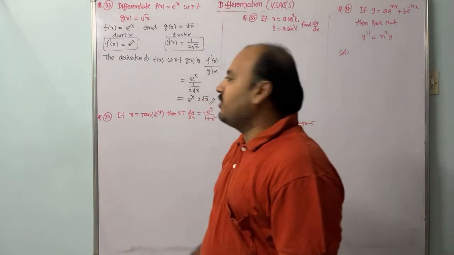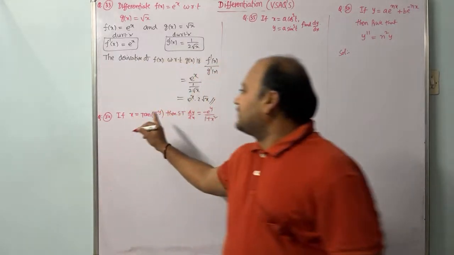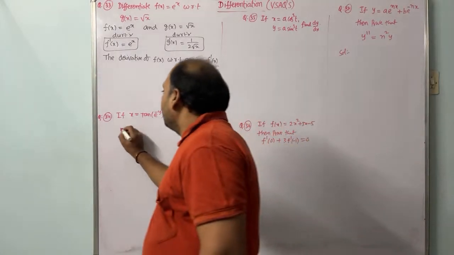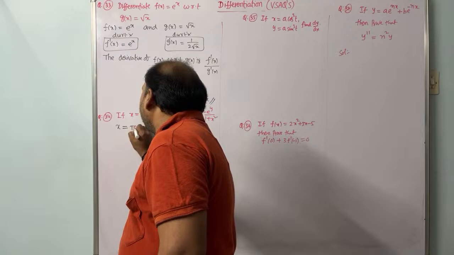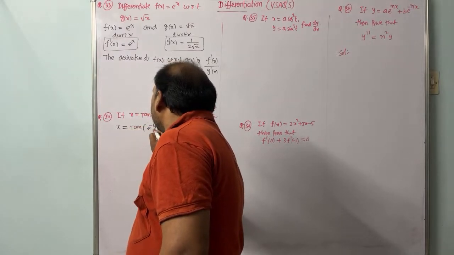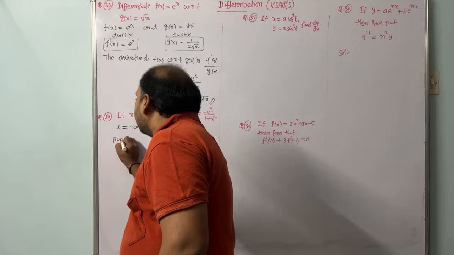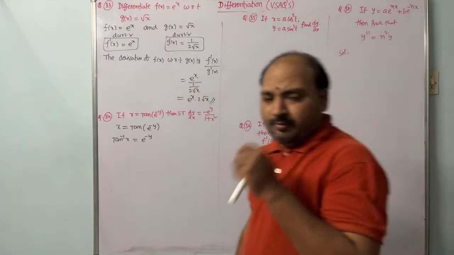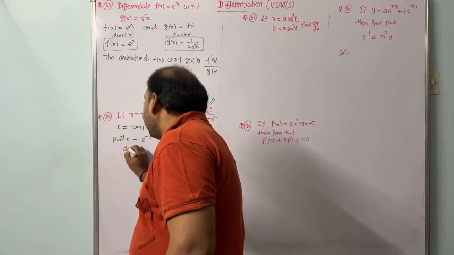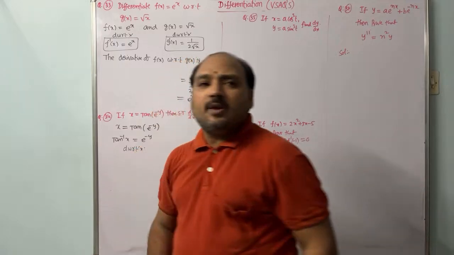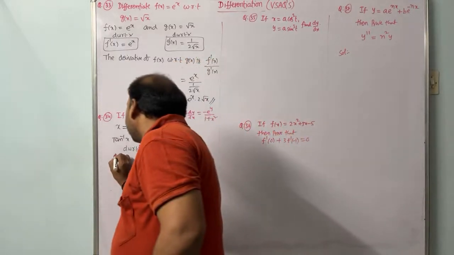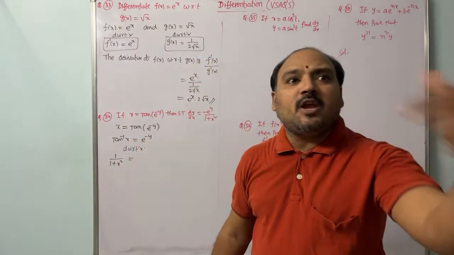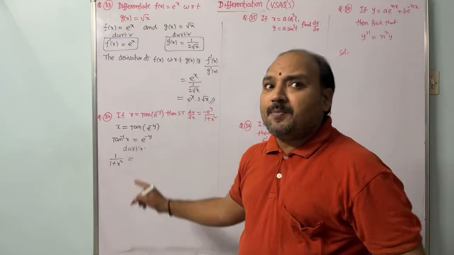Now come to the question number 34. If x equal to tan of e power minus y, then show that dy by dx equal to. So given x is equal to tan of e power minus y. So tan, bring this side. Tan inverse x is equal to e power minus y. Now differentiate with respect to x. What is dy by dx of tan inverse x? 1 by 1 plus x square equal to dy by dx of e power minus y.